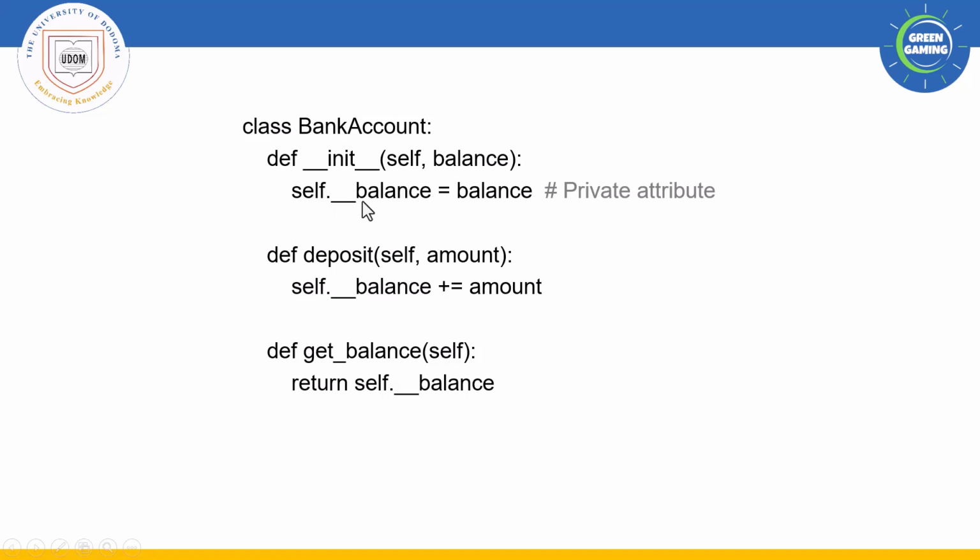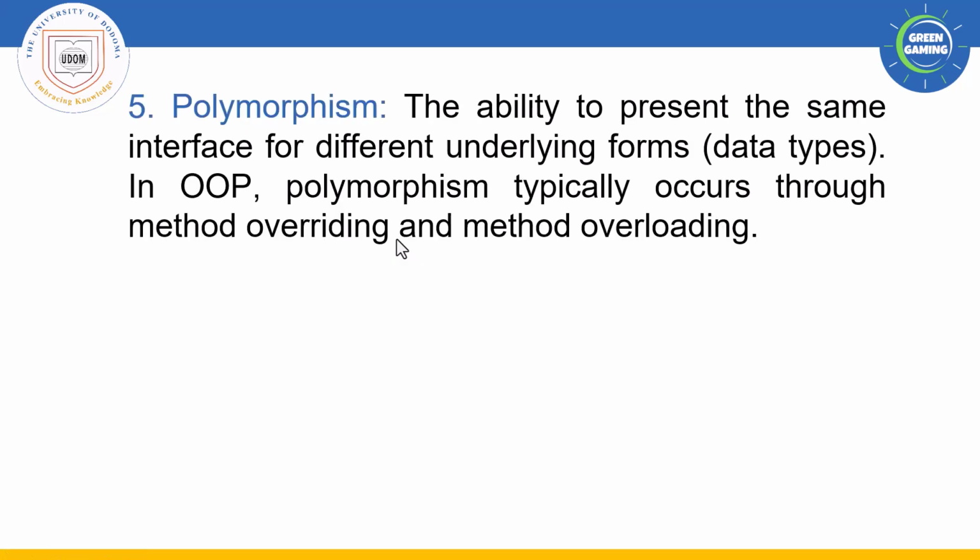I can't access this type of attribute or data, which we call an instance variable, without its method. So you need to have a public method which you can use to access this kind of private attribute. Apart from that, we have polymorphism.